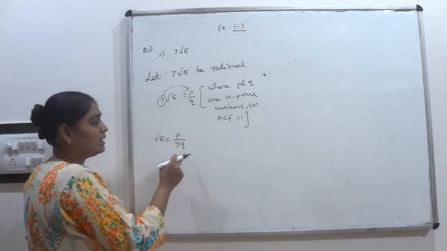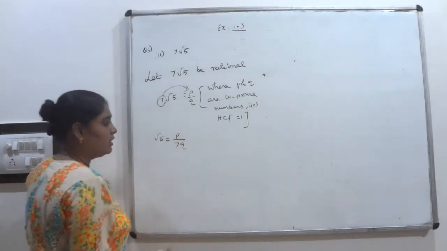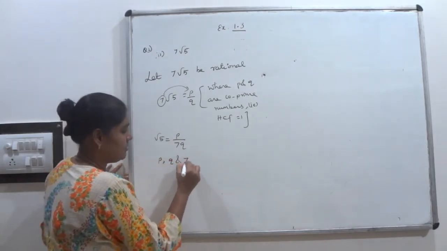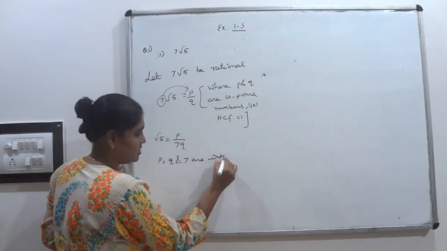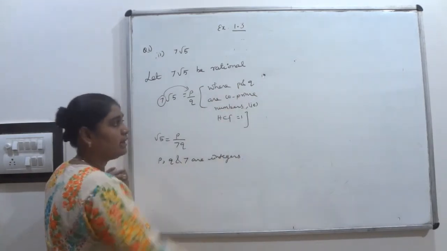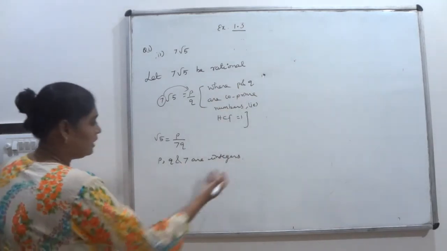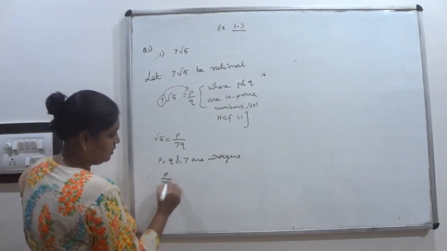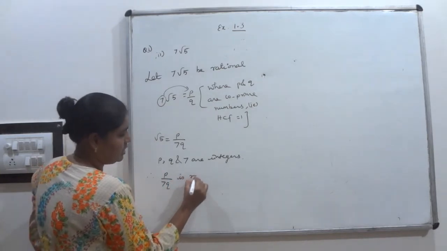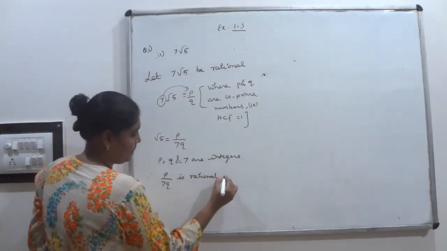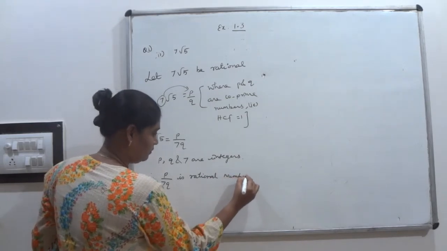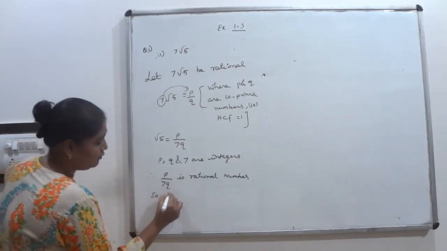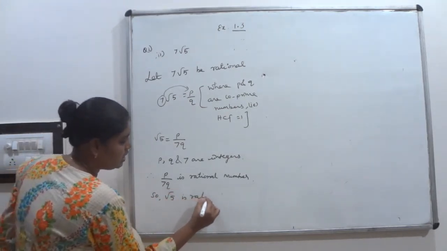P and Q are integers and 7 also. That's why we can tell that it is a rational number. P, Q and 7 are integers. Why am I writing it as integers? Because I have taken these as co-prime numbers. Therefore, we can tell that P upon 7Q is a rational number. Therefore, we can tell that root 5 is rational.